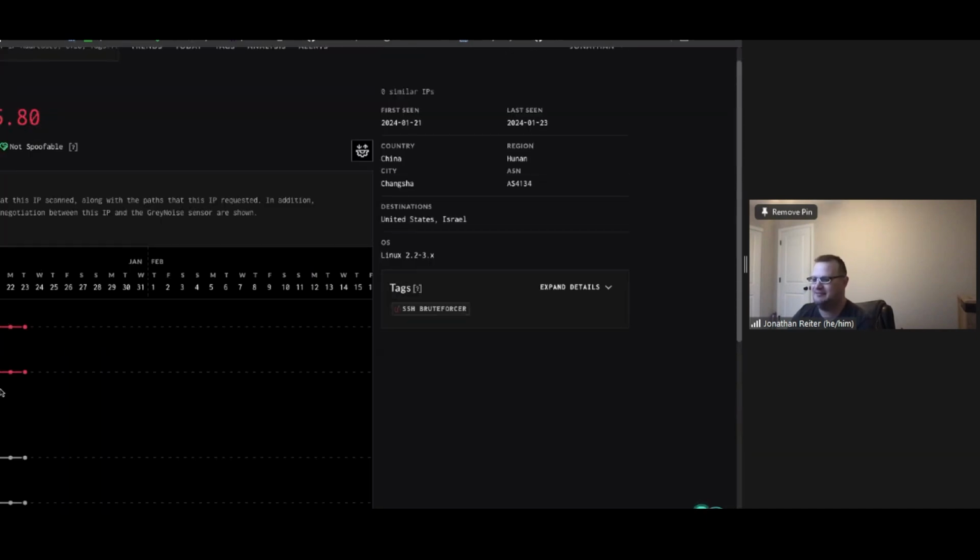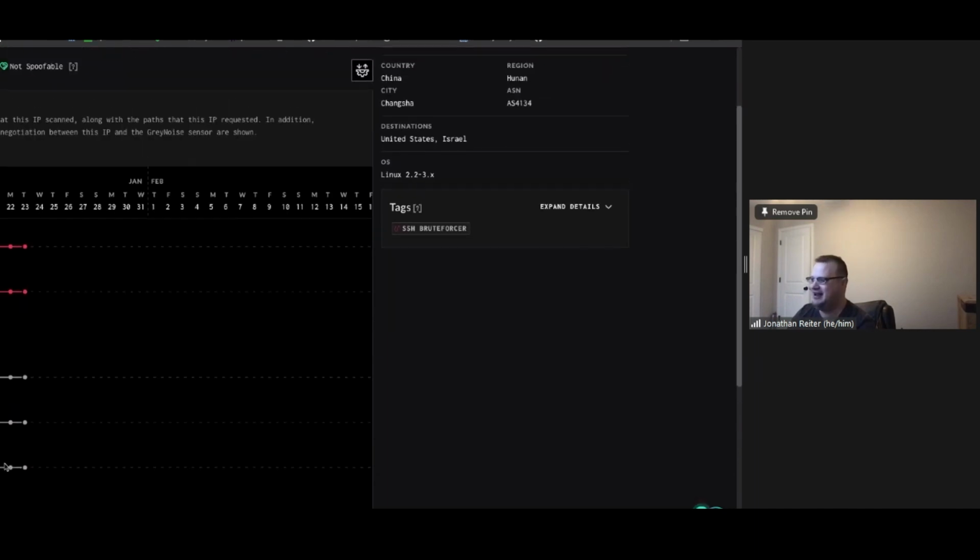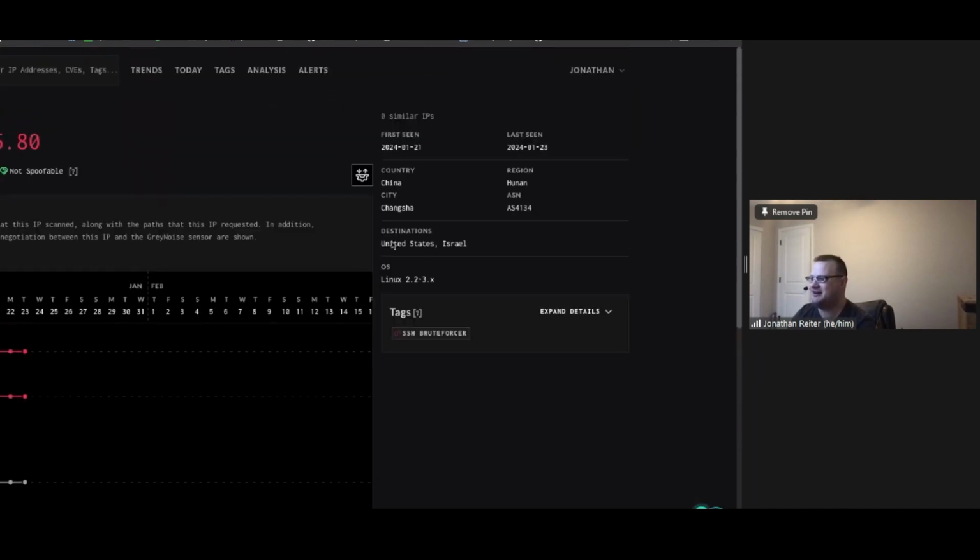It means it has at least 1 hour on each of these 3 days that it scanned. It's looking at port 22, which, hey, it's an SSH brute forcer. It's targeting the United States and Israel. So this leads to the question: how similar is this to that one-off scan post that I showed previously?